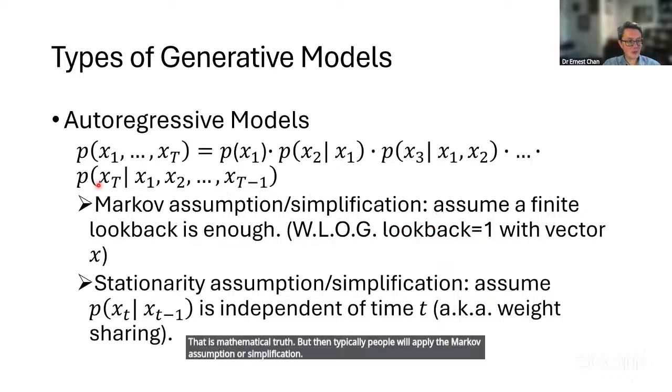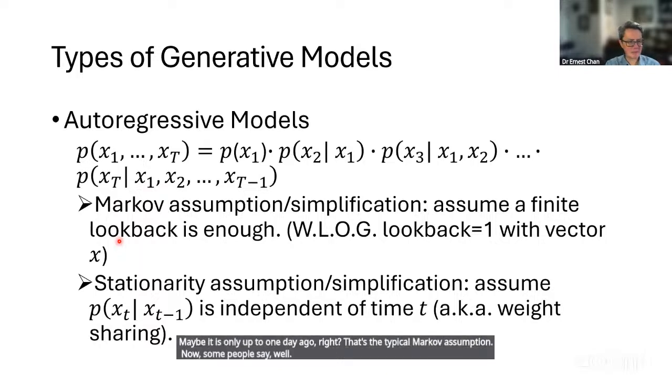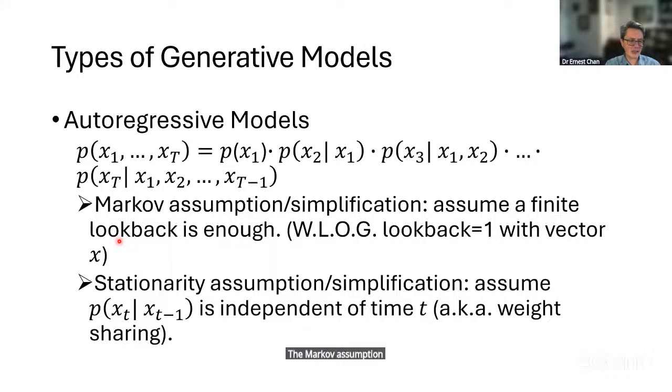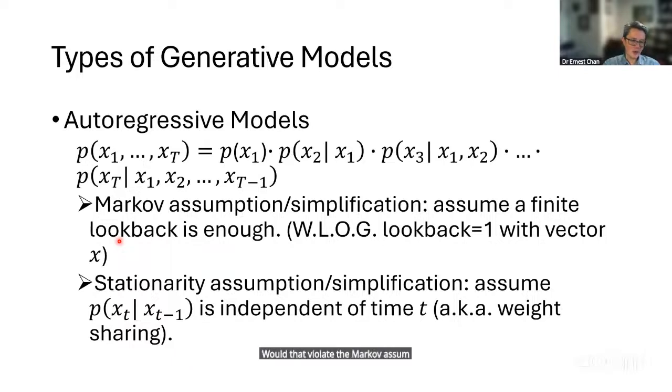Let's say that the X at T is not really a function of up to 100 years ago. Maybe it is only up to 1 day ago, right? That's the typical Markov assumption. Now, some people say, well, the Markov assumption only allows us to take into account 1 period look back or 2 period look back. What if I think that today's return depends on the return 3 months ago? Would that violate the Markov assumption? No.